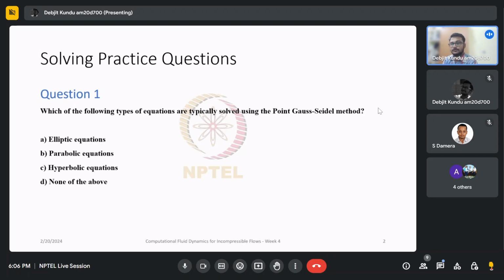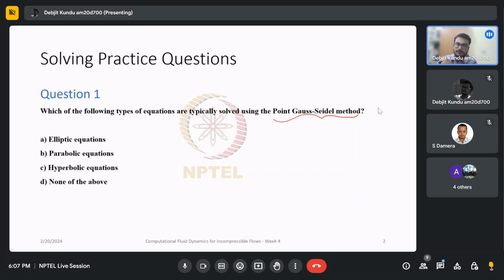So anyway, coming back to the questions, we have question number one, which is asking us which of the following types of equations are typically solved using the point Gauss-Seidel method. This is one of the methods which we learned in the lectures of week 4. This question is asking us what type of equations are primarily solved using this method known as the point Gauss-Seidel method. Is it option A, elliptic equations?